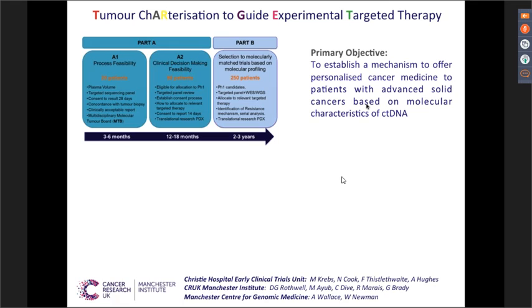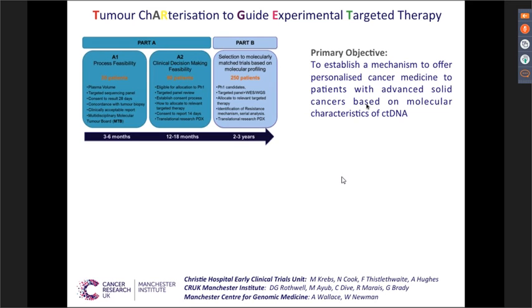Part A1 was looking at 20 patients just to answer question 1: can we actually reliably identify mutations from the circulating tumor DNA of patients with solid cancer? Part A2 was to ask the feasibility question. If we identify these mutations, can we actually report them back? Can we put the infrastructure in place to collect the bloods, generate the data, and report it back to the clinicians in a meaningful manner that was clinically acceptable?